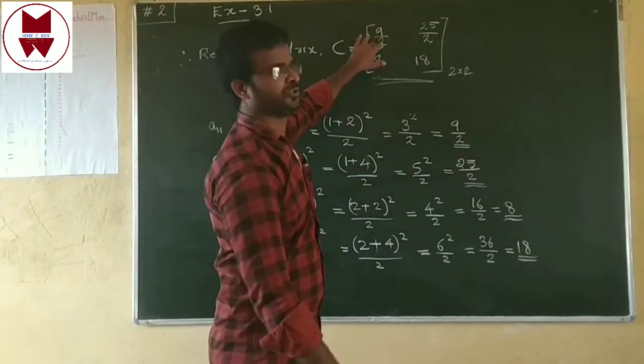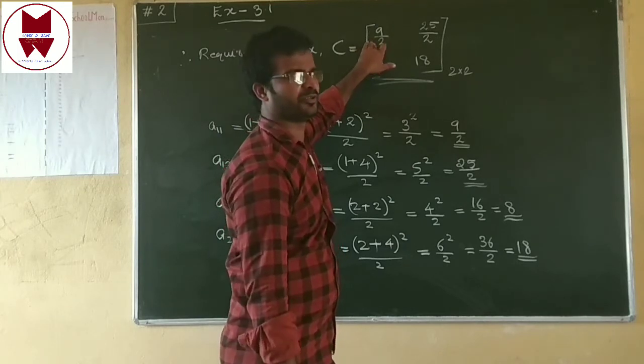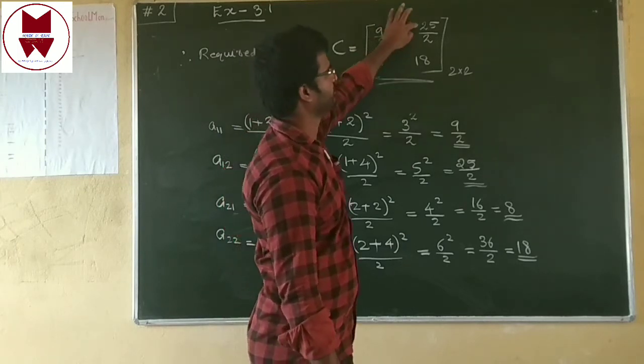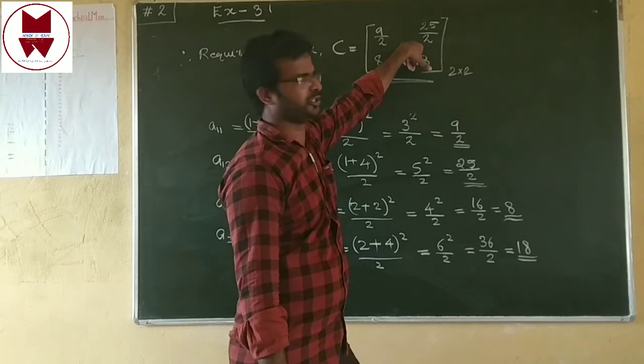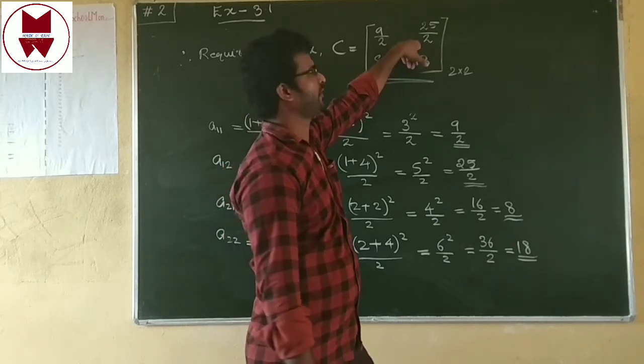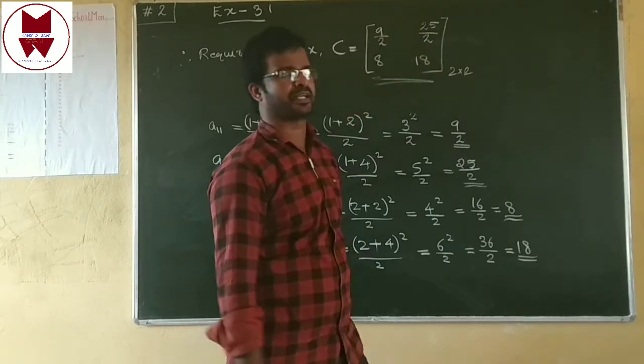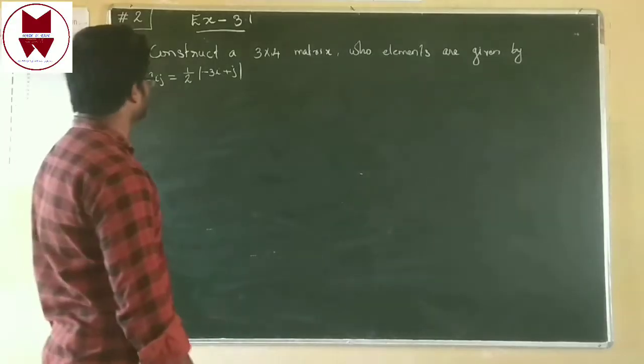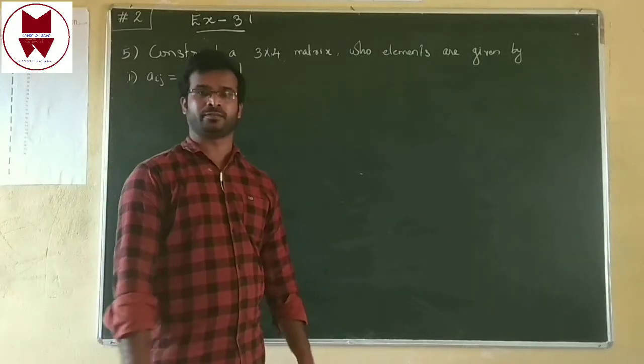Then this 9 by 2, no need to divide. 4.5, no need to write like that. Then 25 divided by 2 also, no need to change like 12.5 like that. Okay, you can write fraction number. Question number 5 and question number 4, similar questions.